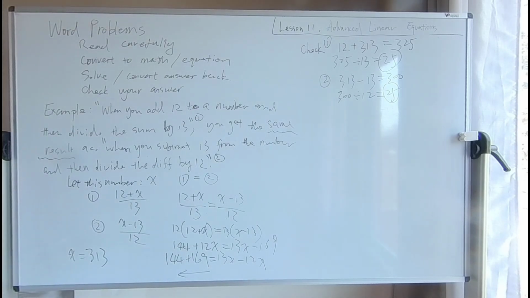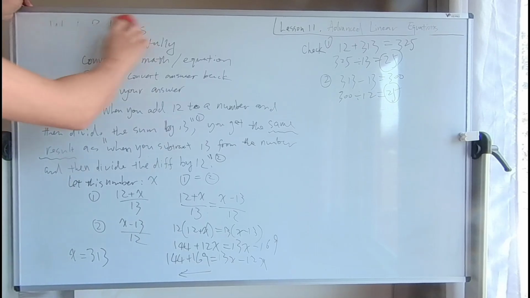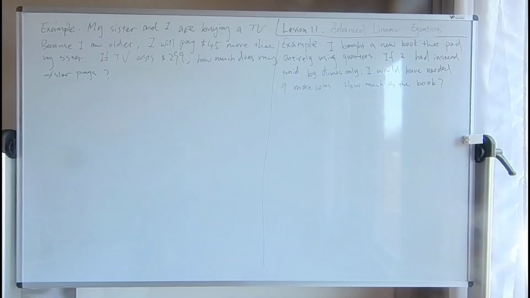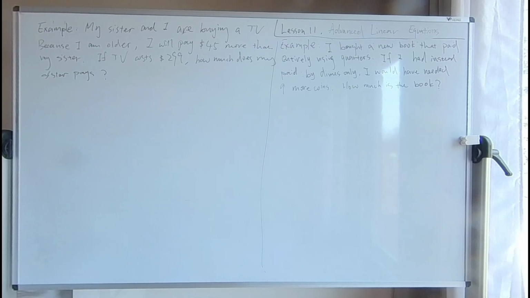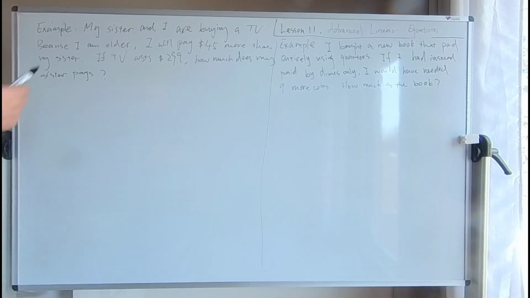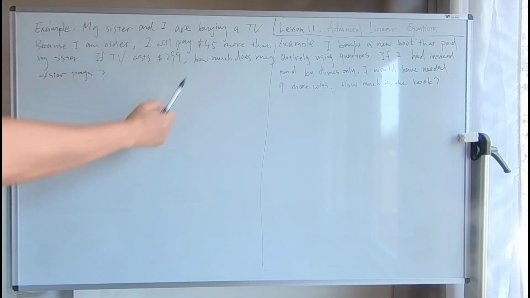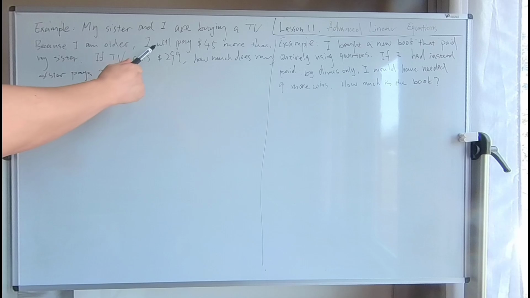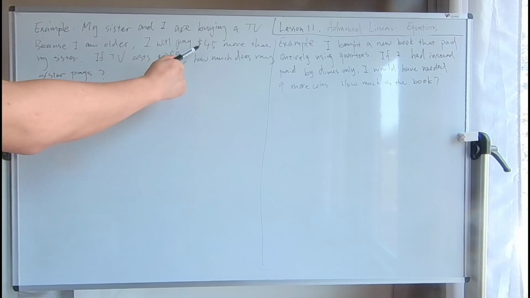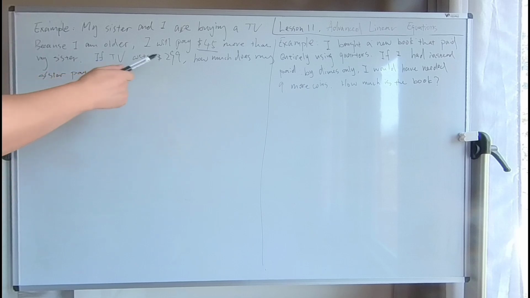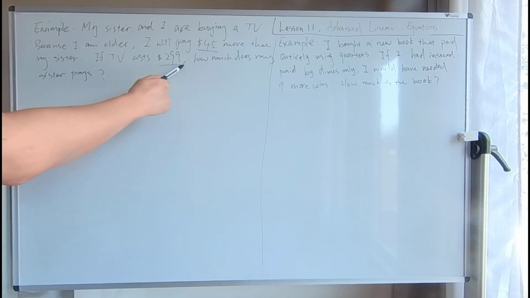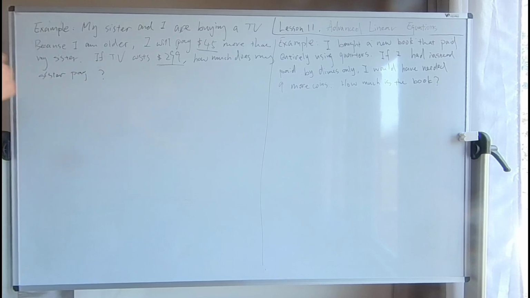Okay, so let's see the next example. In this example, my sister and I are going to buy a TV. Because I am older, I promise that I pay $45 more than my sister. Now, if the TV costs $299 in total, how much does my sister pay? Or how much do I pay?